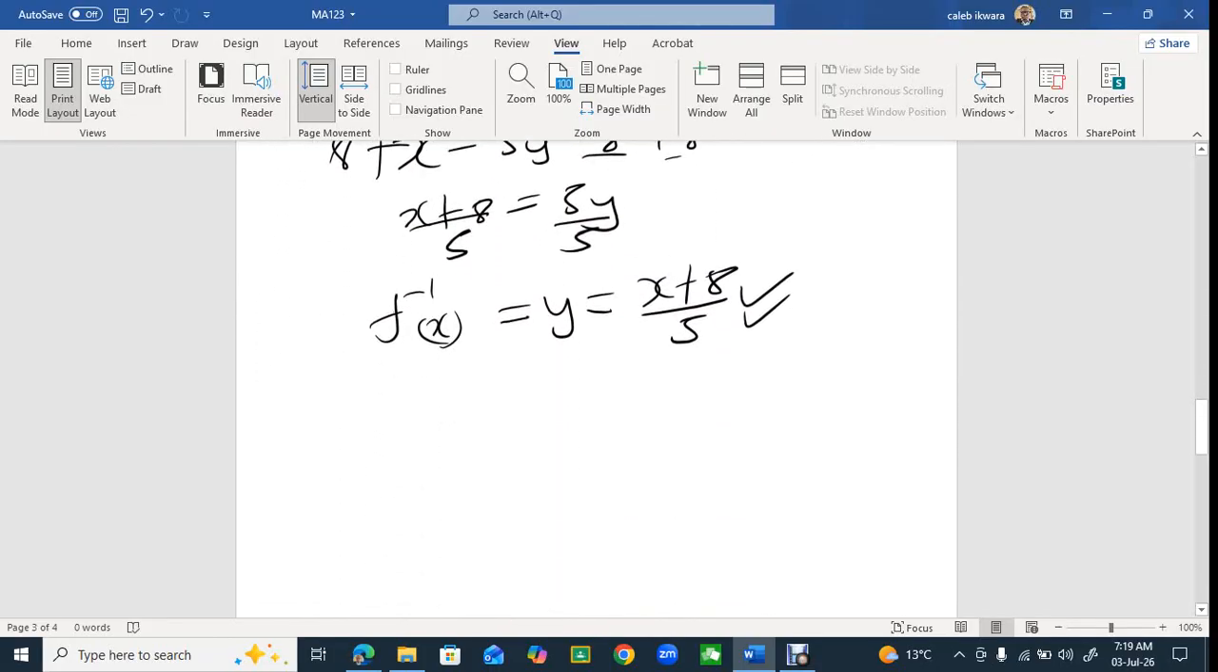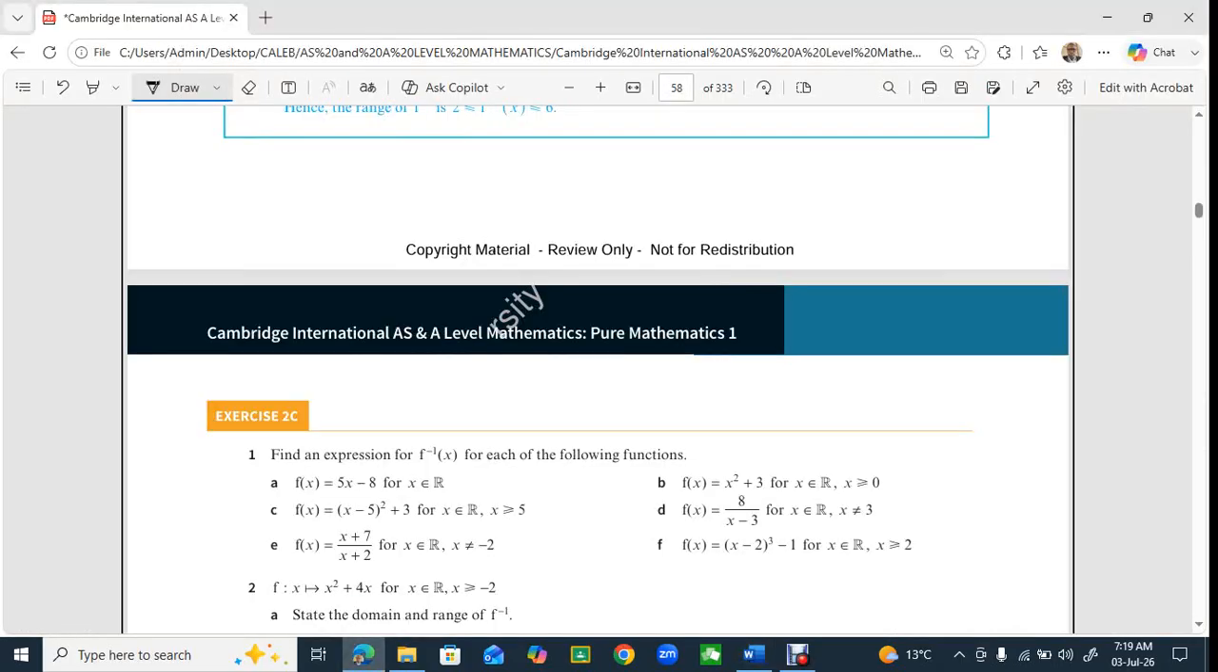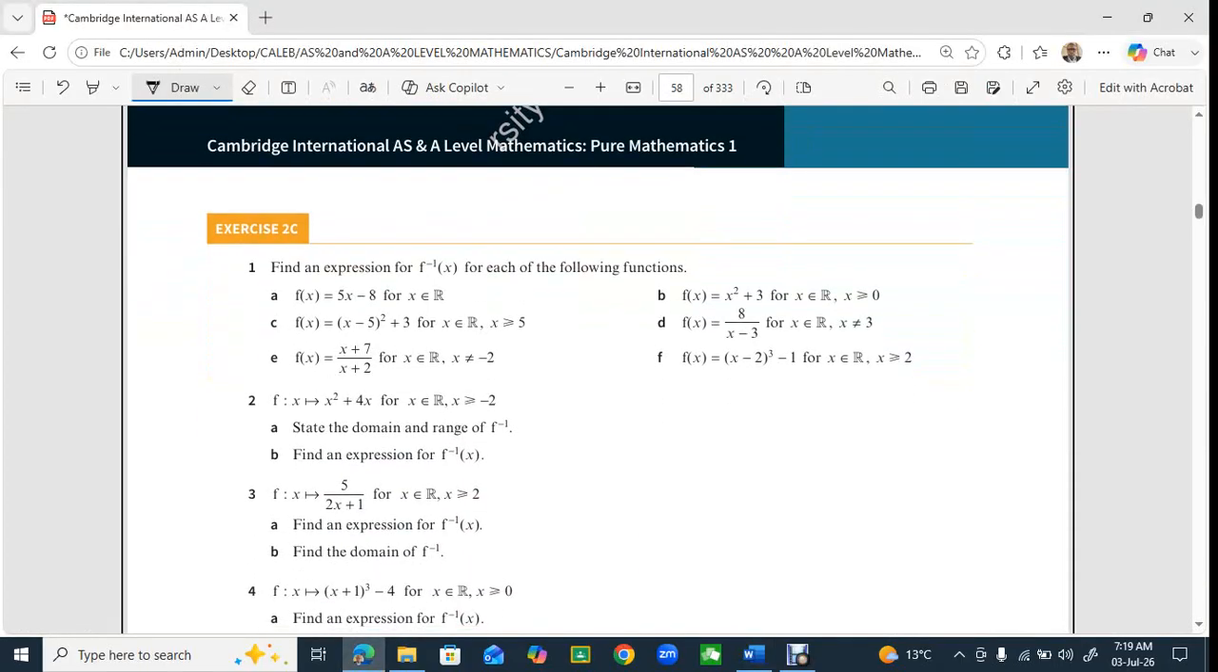Good. Now maybe we can do example 2. Let's do one more example here. For example, let's look at question 1b. It says that f of x equals to x squared plus 3, for x all real values, where x is greater or equals to 0. Maybe let's just talk about this question. There's something I would like to ask here. What is the domain of this function f of x?